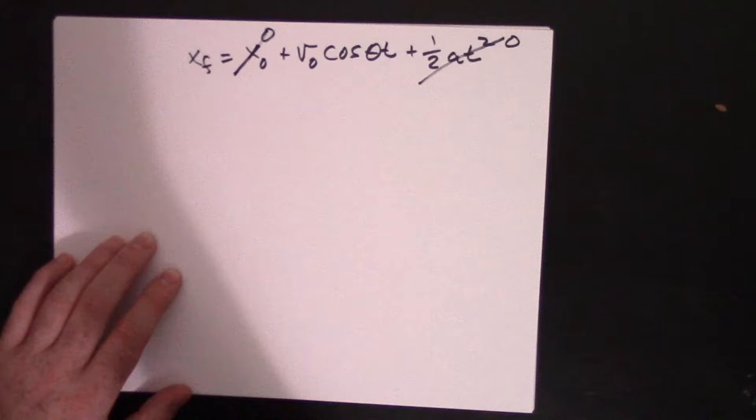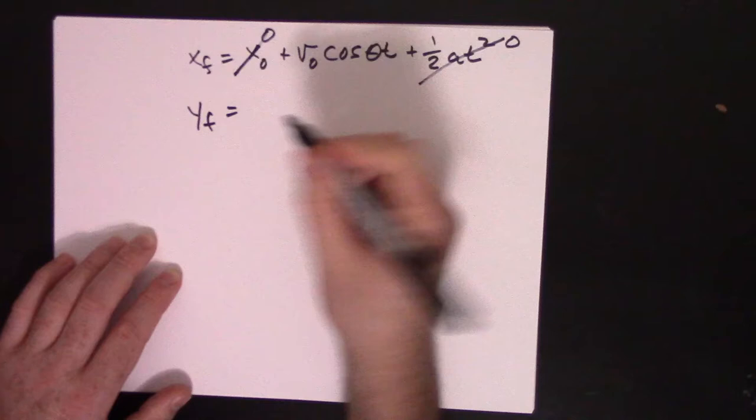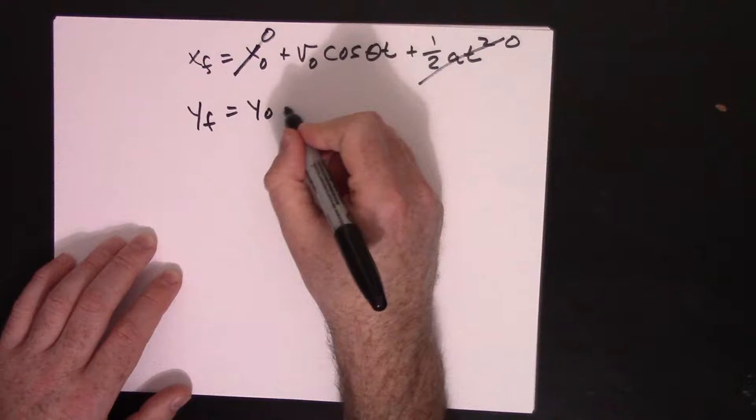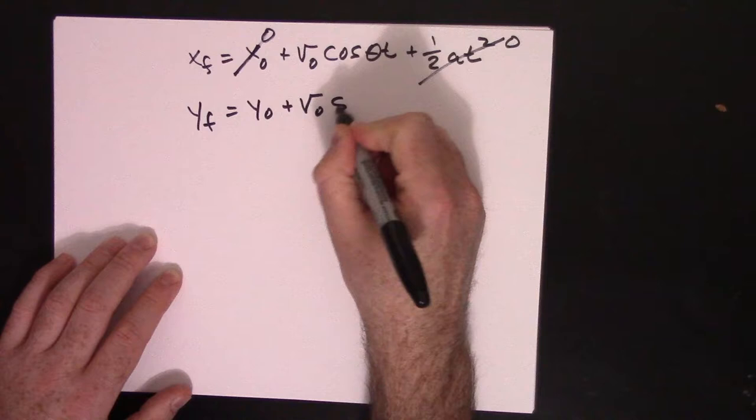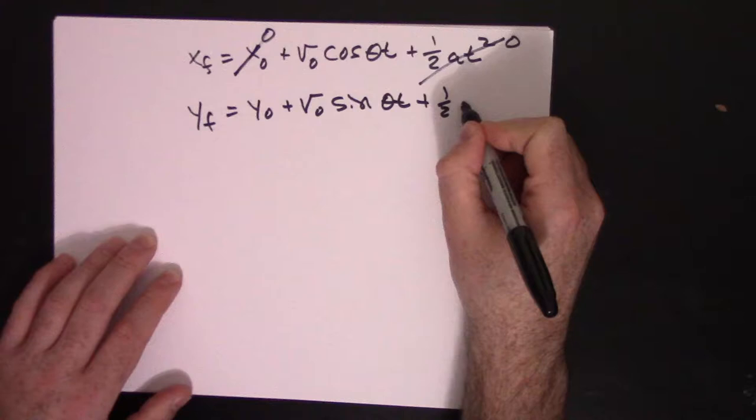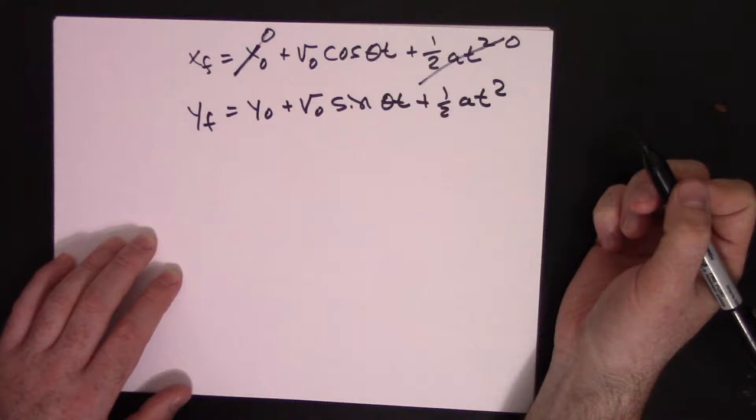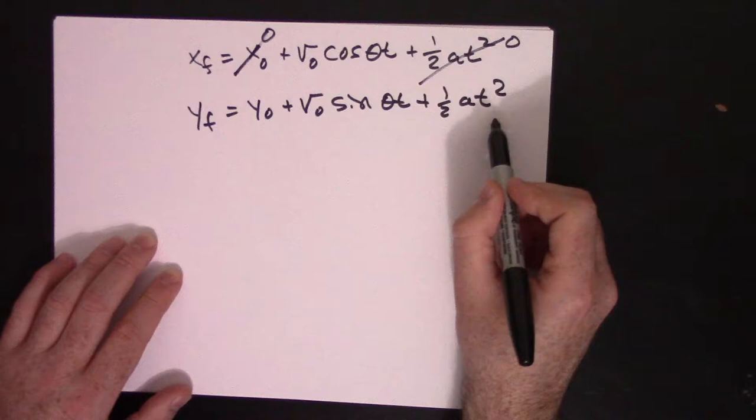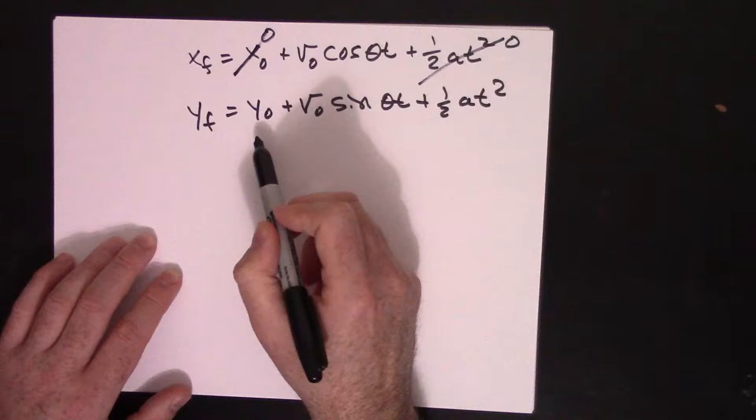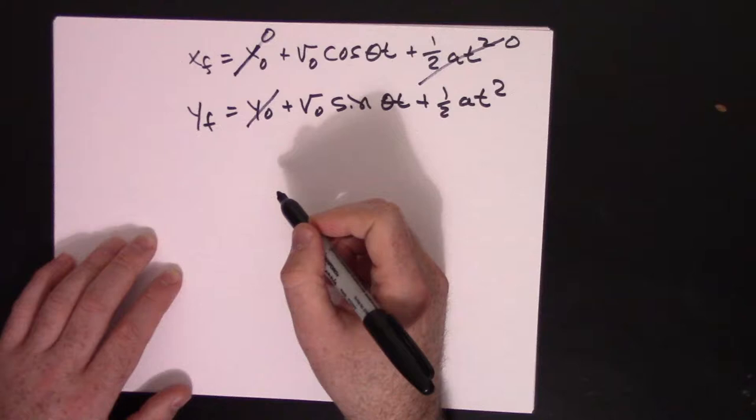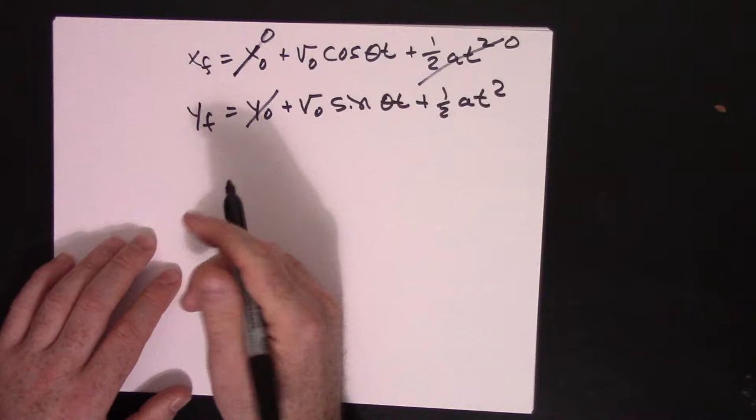In our y direction, you end up with y naught plus v naught sine theta t plus 1/2 a t squared. Gravity is our acceleration. This term is not zero. Our velocity in the y direction is not zero. The initial y position is zero. So we've got that. There's one more thing to point out, and it's really important to point it out now.